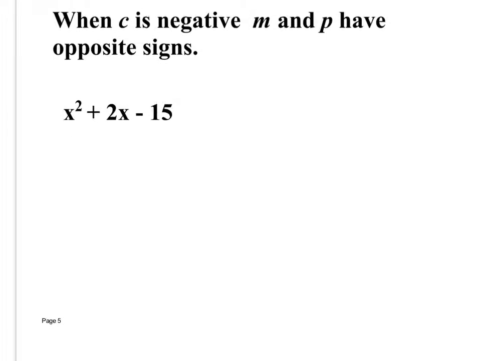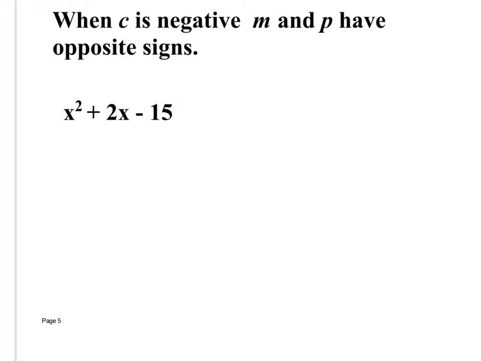Now let's talk about the case where C is negative. When C is negative, it doesn't matter what B is. If C is negative, then they have to have opposite signs. M and P are going to have opposite signs. What does matter is what B is, which one's going to be the negative number and which one's going to be the positive number. Because opposite signs, one's positive, one's negative.